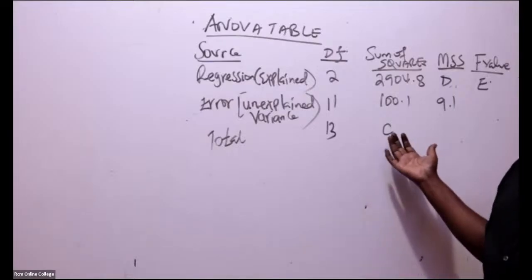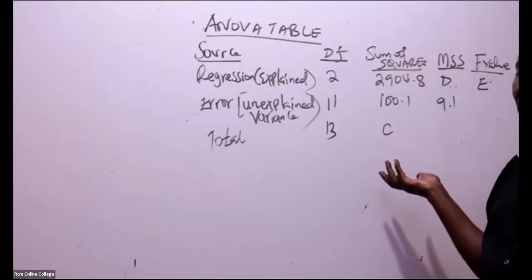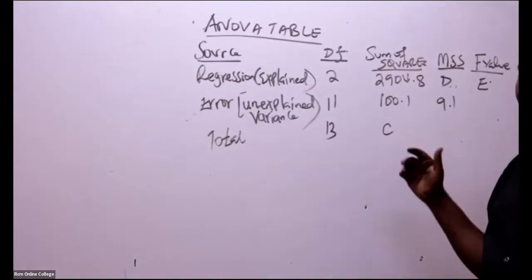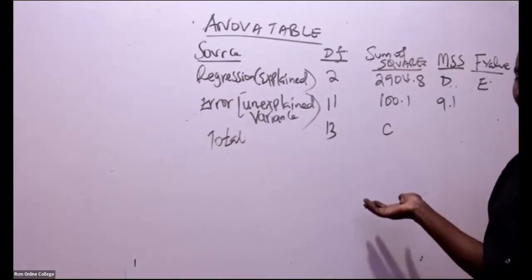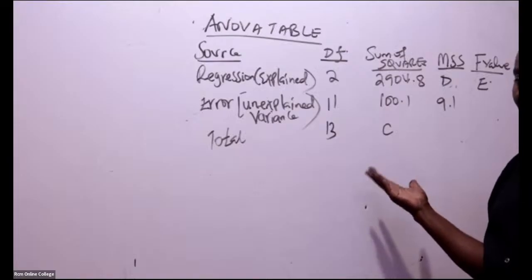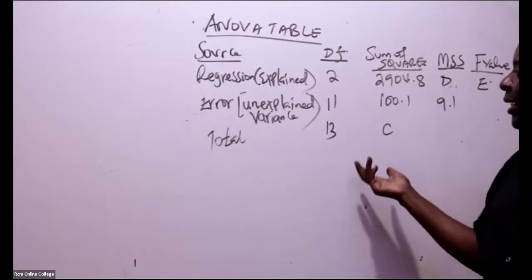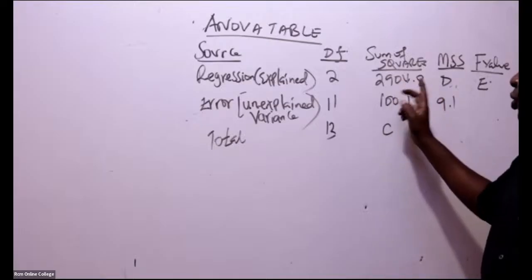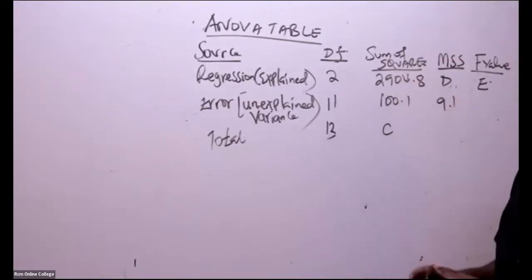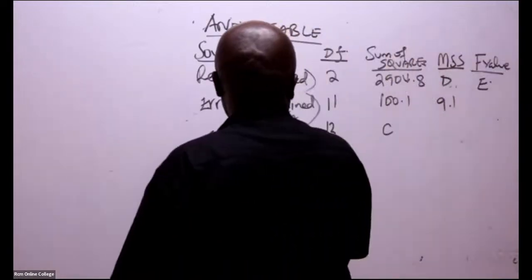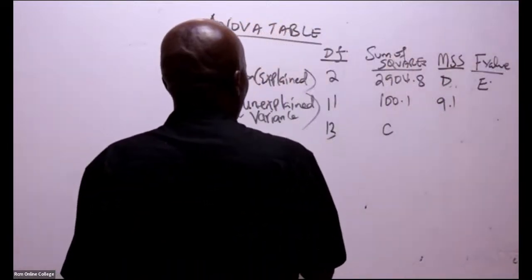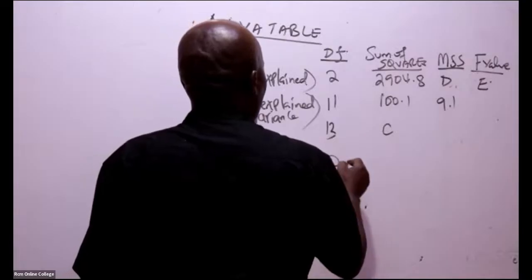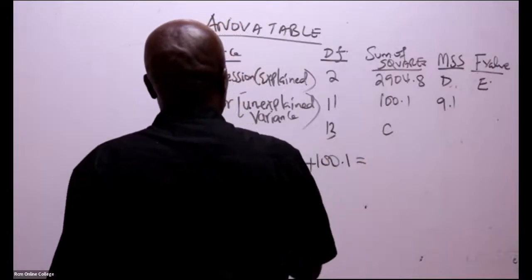Can somebody tell me, what do you think we shall do to be able to get C? Some of these things are purely addition. You can see 2 plus 11, they go 13. So even here we shall add: 2904.8 plus 100.1. So C is 2904.8 plus 100.1, not D, but C, sorry.